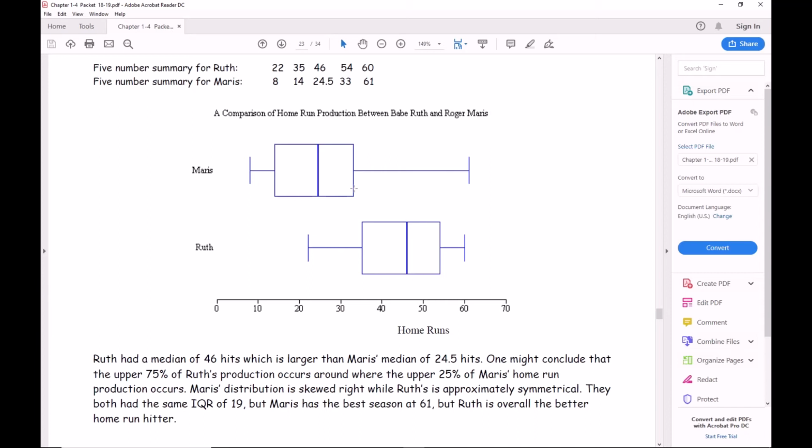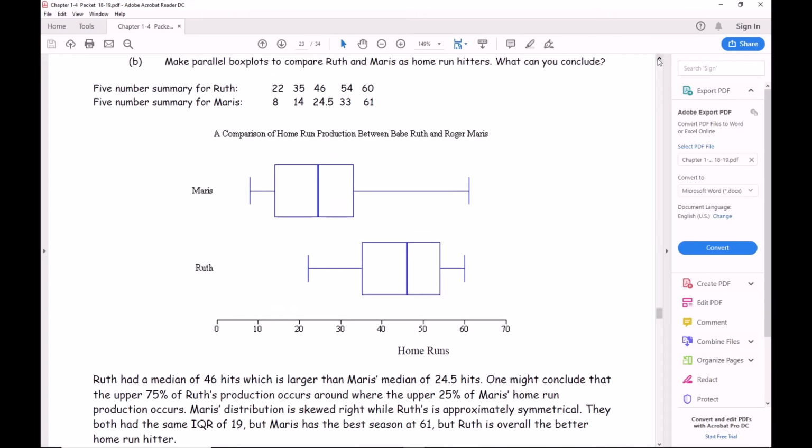You can say that right about at the same place lie Roger Maris's 75% of his worst home run seasons with the Yankees, and that compares to 75% of the best of Ruth's above that same basic split right there. So I wrote down here, one might conclude the upper 75% of Ruth's production occurs around where the upper 25% of Maris's home run production occurs. So basically, Ruth is a far better home run hitter. If I could pick either one of these guys for my team, I would pick Ruth.